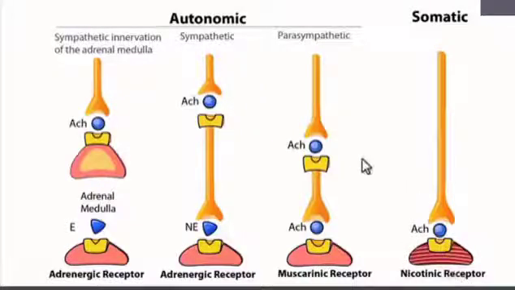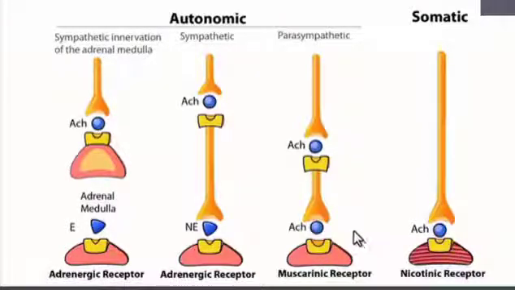The preganglionic sympathetics are acting on nicotinic receptors. The preganglionic parasympathetics are acting on nicotinic receptors. So one way to think about it is that all peripheral fibers that originate in the CNS, whether it's autonomic or somatic, are producing acetylcholine and affecting a nicotinic receptor.